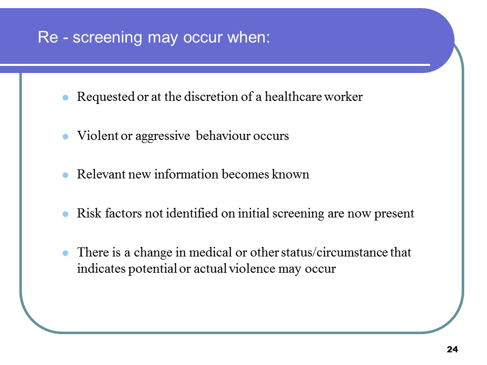We rescreen when new information becomes known. That could be information we're getting from home care, from hospital, from family after a resident has moved in. We're going to be rescreening an individual when risk factors are not identified on that initial screen but are present now. I've shared an example that fits that scope. And when there's a change in medical or other status or circumstance that indicates potential or actual violence may occur. So that's with respect to the risk factors and any other changes that we're seeing.